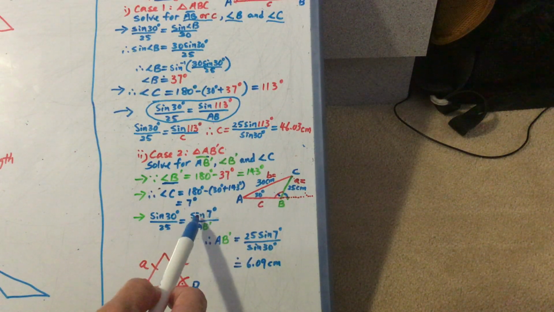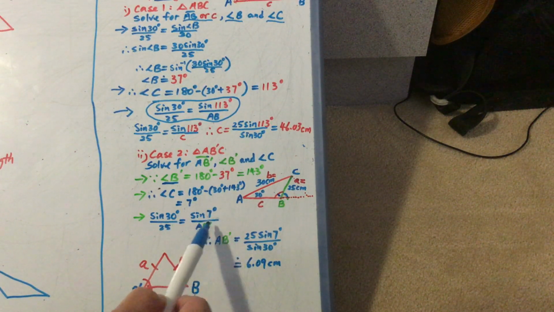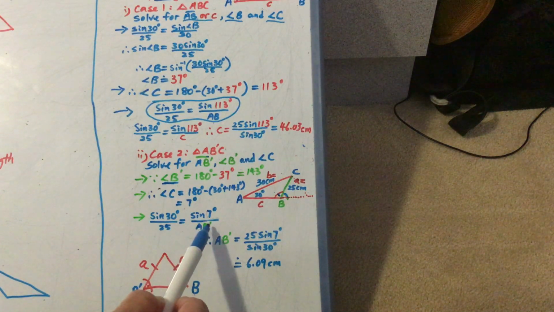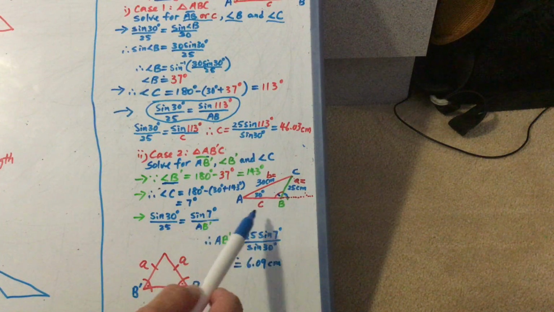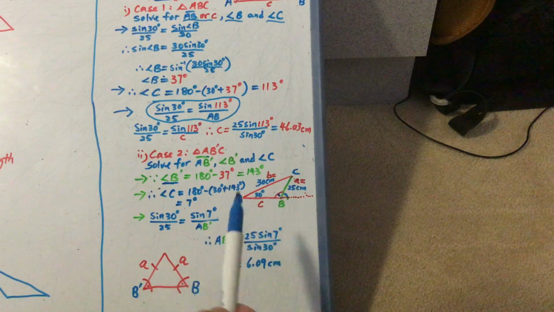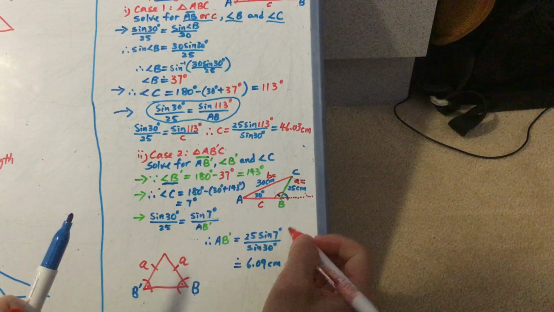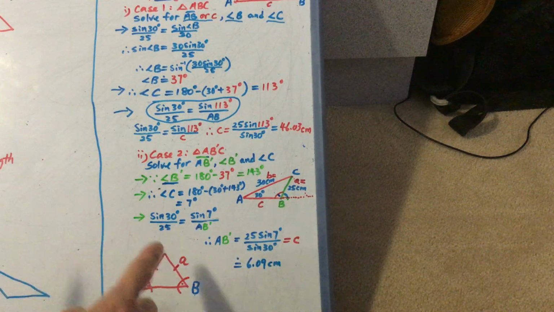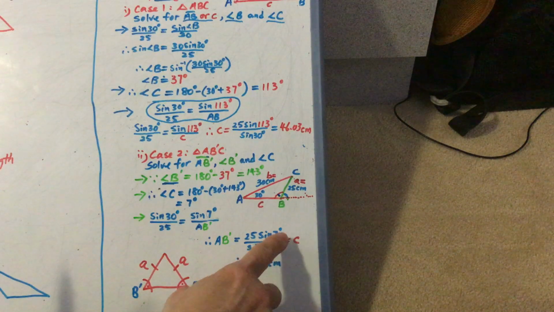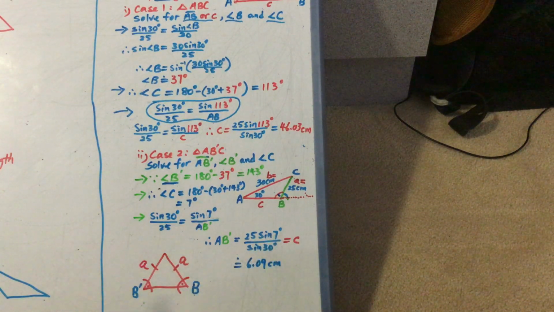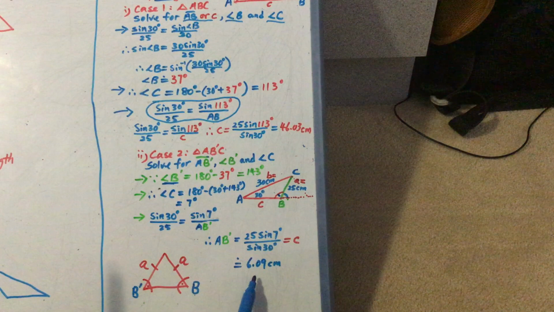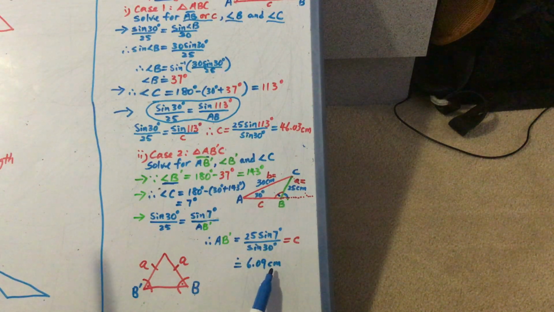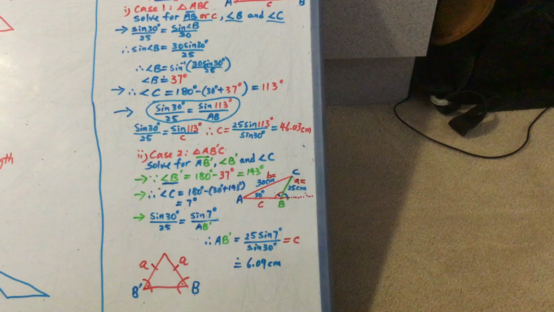So I'm going to take sine of 7 degrees divided by the length AB prime, or C. AB prime is going to be the same as the length C. After you do all this cross multiply, you take 25 times sine 7 divided by sine 30, and you will get the length of 6.09 cm. So this is how we are going to solve for the triangles for the ambiguous case.